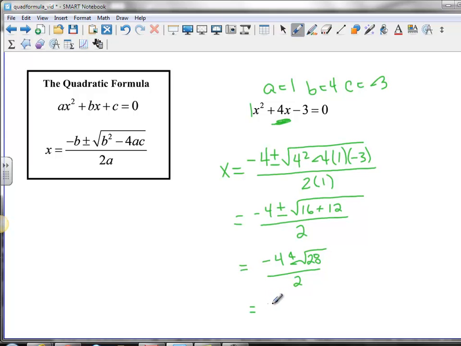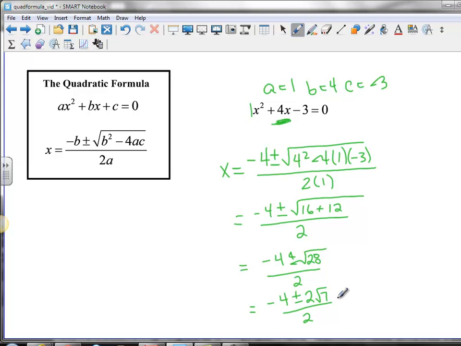And then simplify. Negative 4 plus or minus. The perfect squares that go into 28 would be 4 and 7. So we're going to say 2 radical 7 all over 2. Now I'm almost finished. I've simplified the radical properly, but I've got to simplify this fraction.